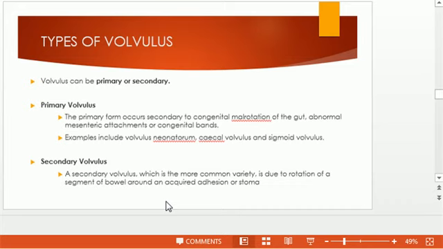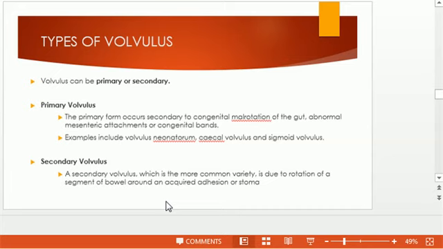Similarly, sigmoid volvulus, when there is a long mesentery and a narrow attachment of the mesentery, these are basically congenital anomalies regarding the sigmoid colon. When a long mesentery is there, then the attachment of the mesocolon of the sigmoid colon is very small. So these are the cases where primary volvulus of the large gut can occur.